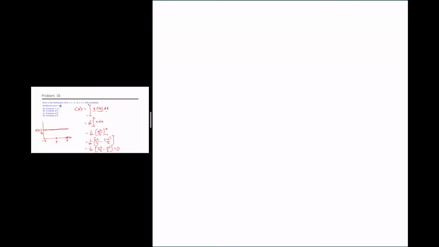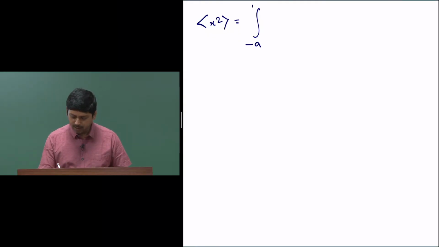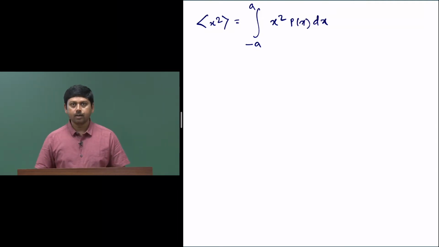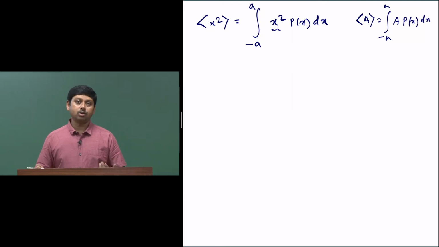Now I am going to do it for the x square average. The x square average is not the x average squared, that would be wrong. So, it is the integral from minus a to a of x square, then p(x) and dx. You see, I just replaced x by x square. Imagine I am going to take an average of some quantity a, for which the probability is p(x). So, it will be a p(x) dx. Now, a can be x or x square or x cube, it does not matter.